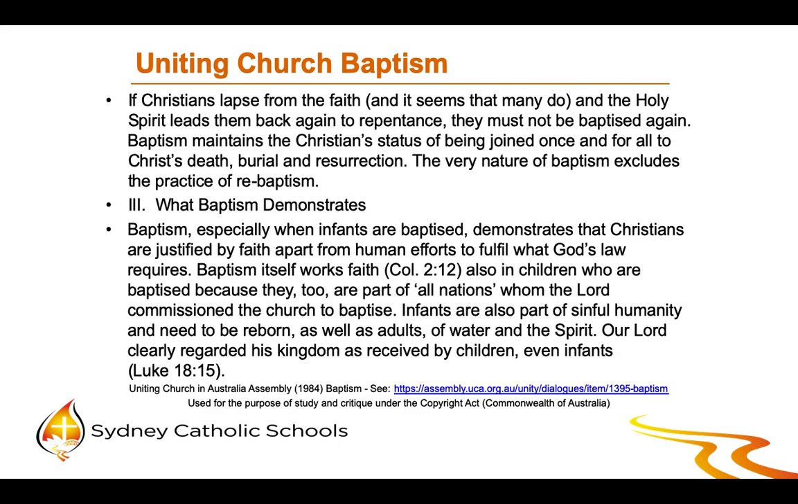Also in children who are baptized, because they too are part of all nations whom the Lord commissioned the church to baptize. Infants are also part of sinful humanity and need to be reborn, as well as adults, of water and the Spirit. Our Lord clearly regarded this kingdom as received by children, even infants. That's found in Luke chapter 18.